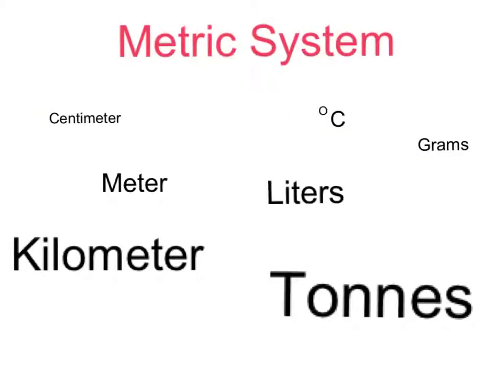The other system is called the metric system. Everything in the metric system is based on the number 10. The metric system uses meters, centimeters, kilometers, liters, tons, grams, degrees Celsius, and many other things to measure.